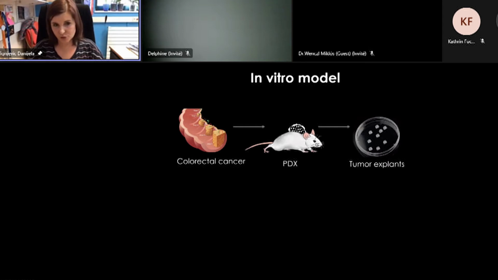Can we study this in vitro? So for that, we use the colorectal cancer that we propagate in mice as a PDX before putting them in the culture as tumor explants. And then we'll see what happens. Just to point out, we never use plastic. Everything I'm going to show you is done on soft gels, so the stiffness of the matrix will not influence the phenotype you are going to see.